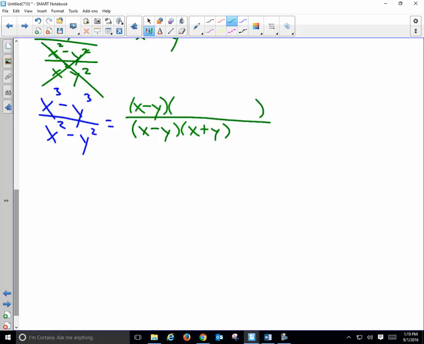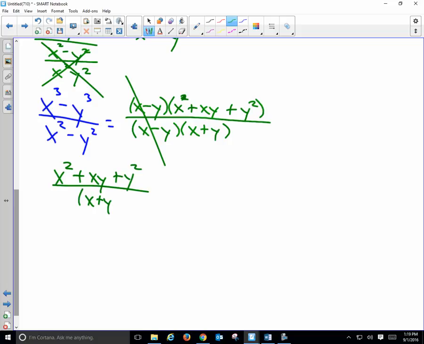All right, so the bottom factors quite easily, but the top, you remember that as you factor the difference of two cubes, you square the front, square the back, put the two multiplied together. Back is always plus. Middle is opposite what you see there. The answer is x squared plus xy plus y squared all over x plus y.